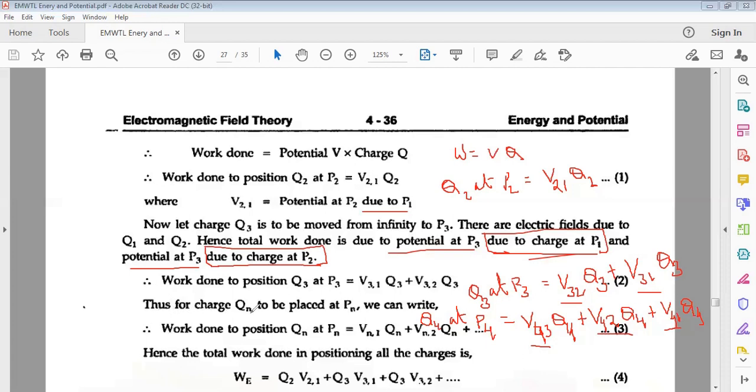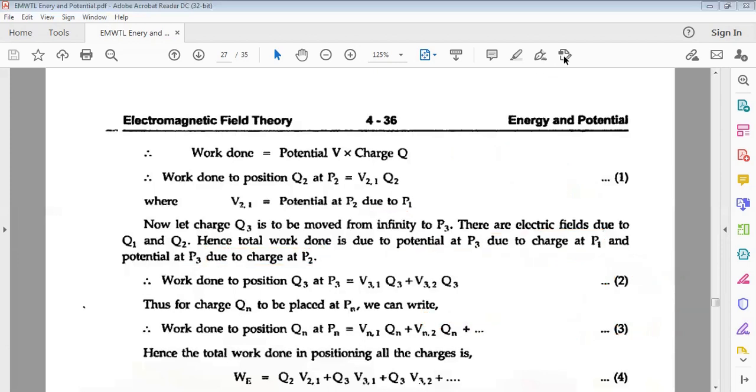So for the charges Q1, Q2, ..., Qn to be placed at P1, P2, P3, P4, and so on. If it is at Pn, the work done to place Qn at Pn is V_n1 Qn, V_n2 Qn, V_n3 Qn, and so on.